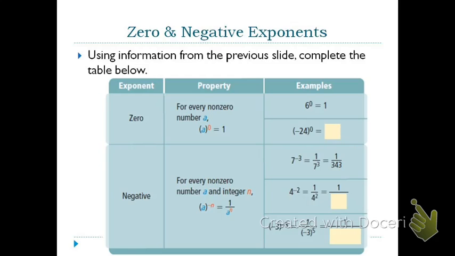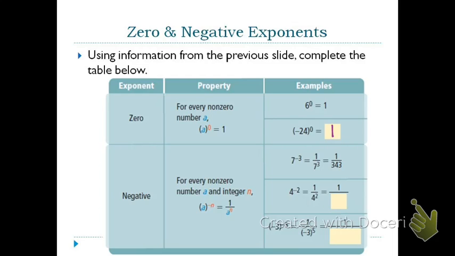If your exponent is 0, for every non-zero number a, a to the 0 is equal to 1. So 6 to the 0 equals 1. That means negative 24 to the 0 power equals 1, right? Any number, any variable, or any number to the 0 power is always equal to 1.